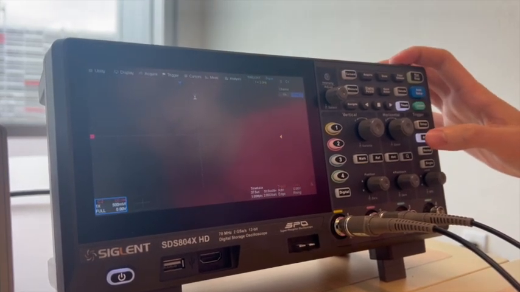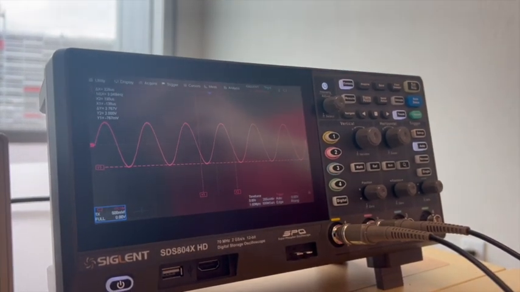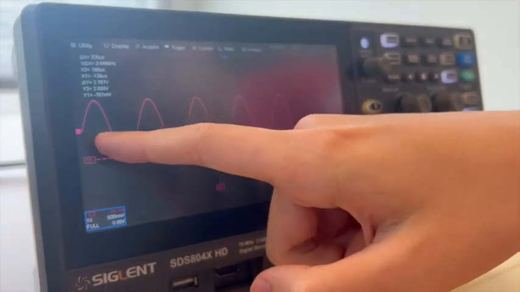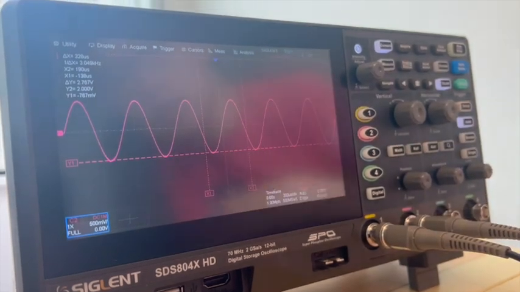Let me auto scale it then. There we go. So we'll see that our signal has no offset. And how do we know this? Because we see that our signal is oscillating around this line in the center. That is essentially our 0 line.